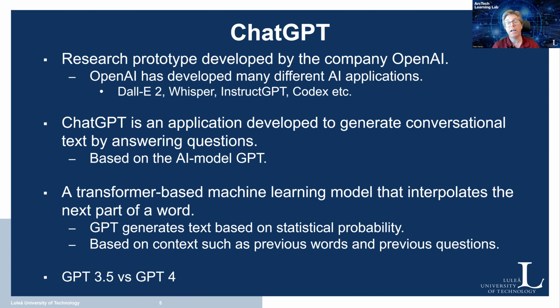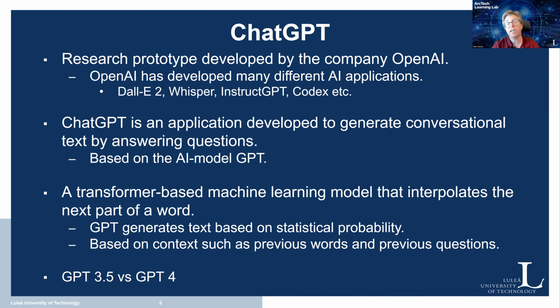Anyhow, OpenAI have over the years created a number of different AI models and AI applications. For instance, DALL-E 2, which is a service to create AI images, Whisper to do speech-to-text transfer, InstructGPT, which was a model before ChatGPT to create text, Codex to create computer code, etc.